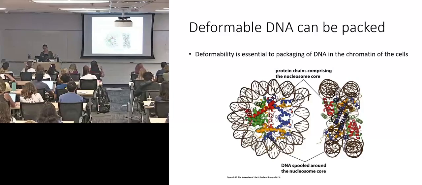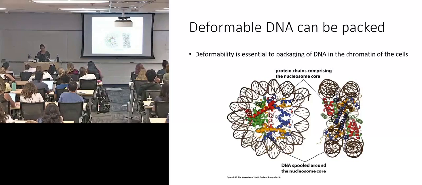So this is what I kind of talked about a little bit before. DNA is deformable, and thus it can be packaged into chromatin in the cells to sort of be stored. It's going to wrap around histone proteins.